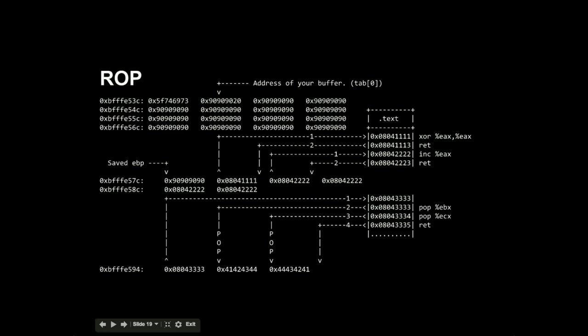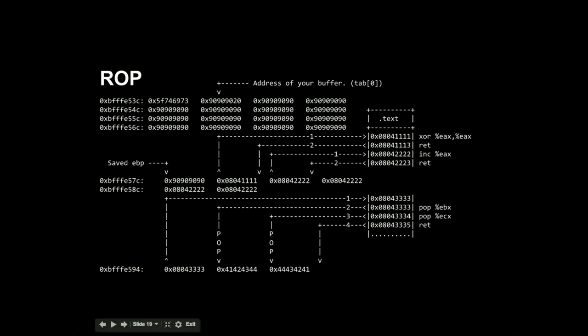And we see we've got gadget number 2 here in the second spot, and the third, fourth, and fifth spots. So we have it 4 times. It ends up incrementing EAX four times. So we're done with that. That was one of our goals. We wanted to set EAX to four.